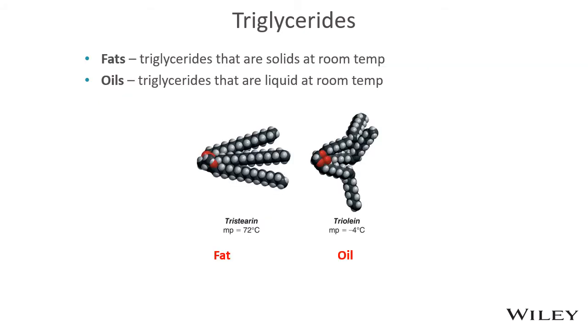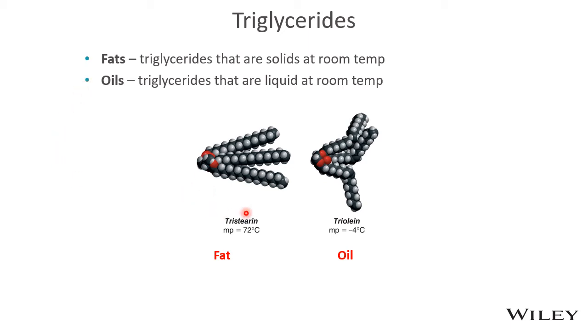By definition, fats are triglycerides that are solids at room temperature, and fats have a higher number of saturated fatty acids in their chains. Oils, on the other hand, are triglycerides that are liquid at room temperature, and oils for the most part contain a larger number of unsaturated chains.